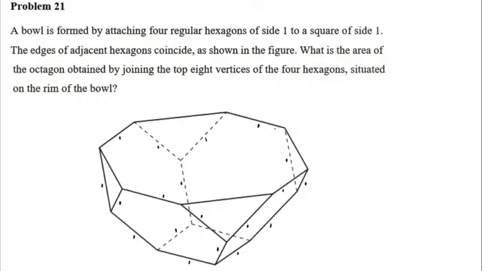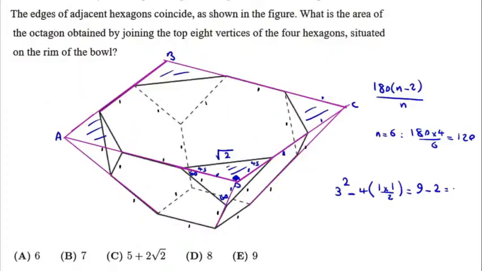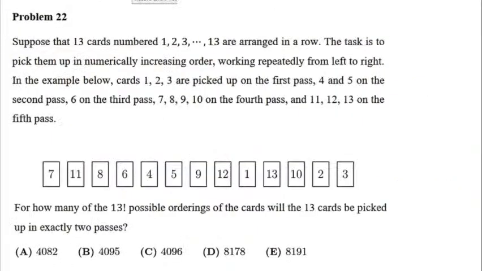Now, in the next step. It says the edges of adjacent hexagons coincide like this, as shown in the figure. What's the area of the octagon? Octagon, if I want to show you, it is this. 1, 2, 3, 4, 5, 6, 7, 8. Equal to 7. So the answer is B.